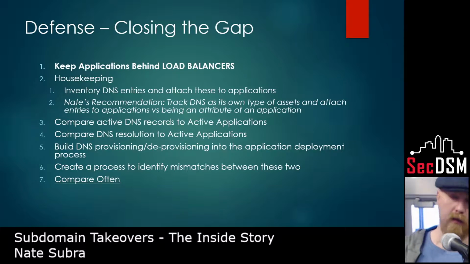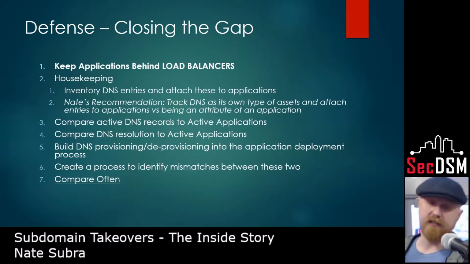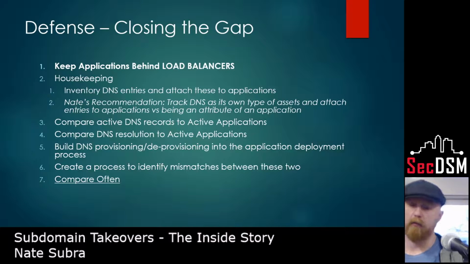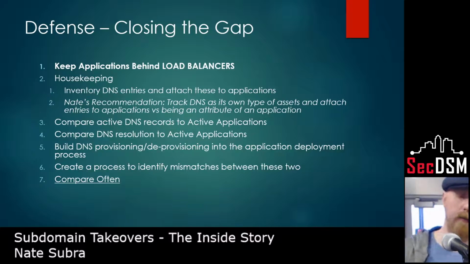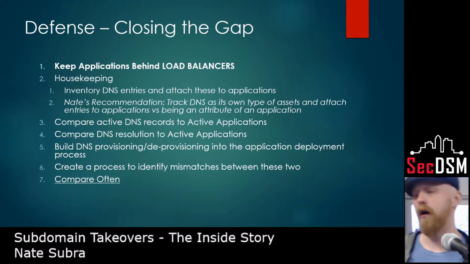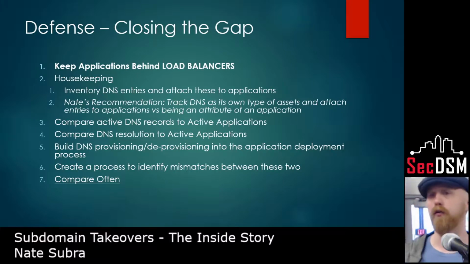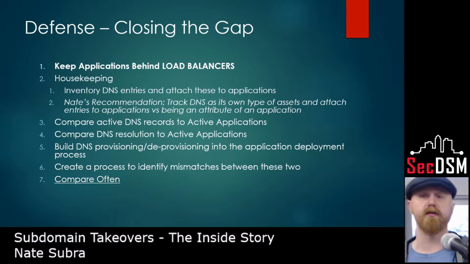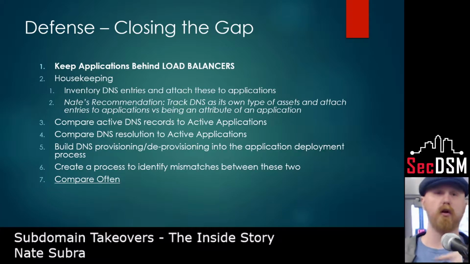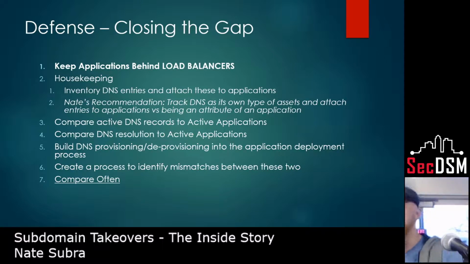Again, inventory your DNS entries and attach these to applications. Already got the recommendation there. You want to compare these. The organizations I see doing successful defense around this are doing a contrast and compare, right? They're dumping their applications, their DNS records, and their cloud resources, and then going, yeah, we own this, we own this, we own this. This is all good, these are all active records, this hasn't gone away. If you think about all the moving parts and pieces, those are the things you want to be able to contrast and look at.